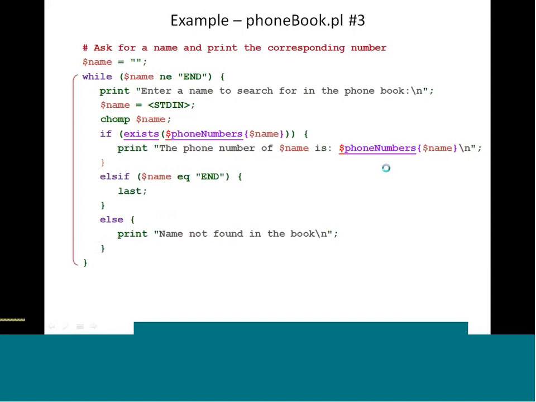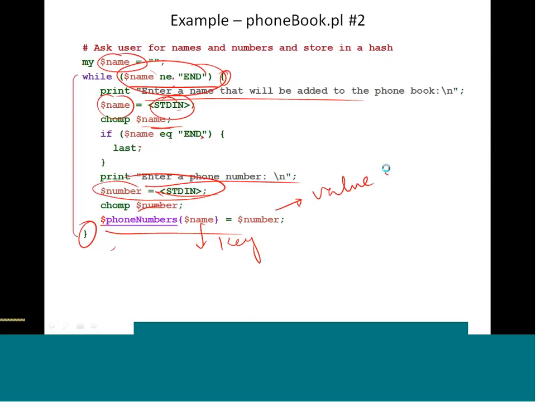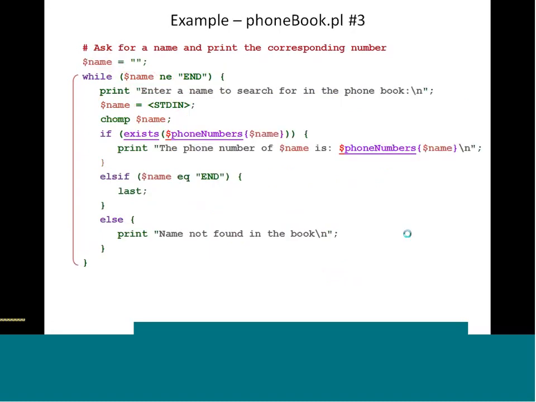So this is the one where we ask for a name and then print the number corresponding to that name. This program comes after we build this hash array in this slide. So once we build the hash array, now what do we do? Here we again initialize the name. Again we ask whether the name is end. If it is not end, then we go into the program and ask to enter the name. The name we just get from the standard in, and we again do the chomp operation to remove the last character, which is the new line here.